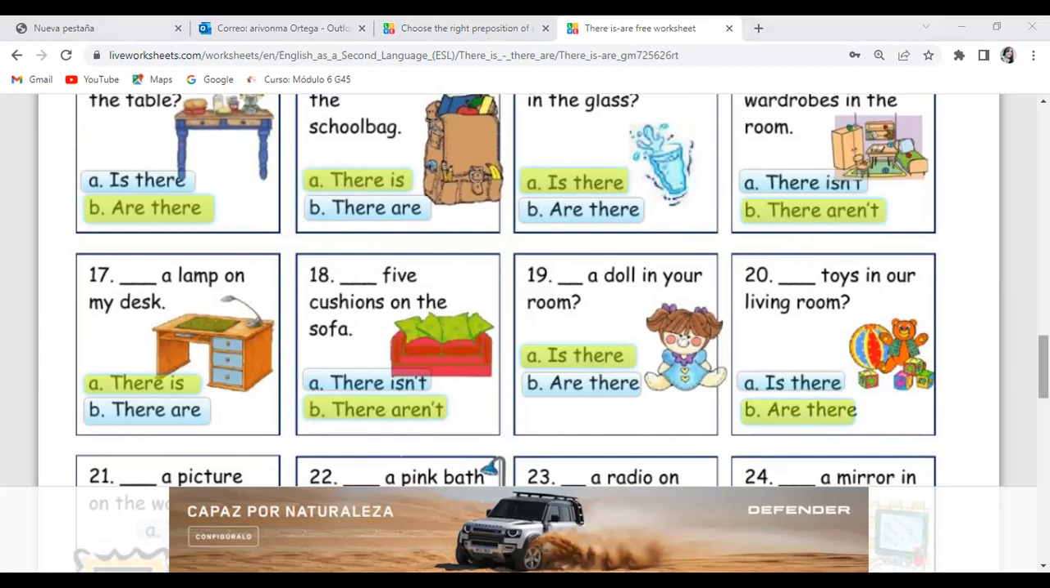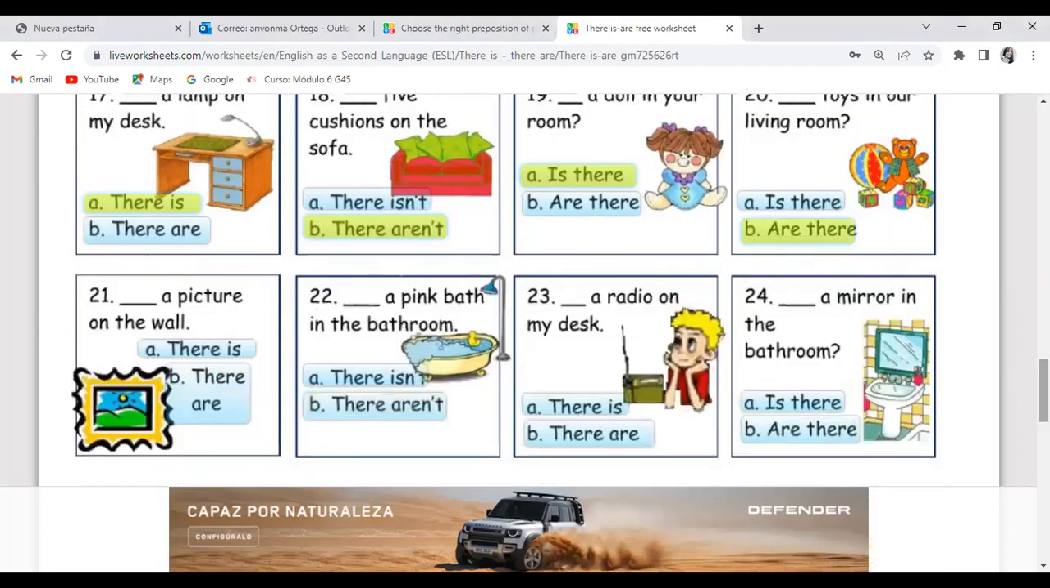Okay, Paola, very good. What about the next one? A picture on the wall. This is an affirmative sentence. So we say there is a picture on the wall, or there are a picture on the wall. There is. Yes, very good.